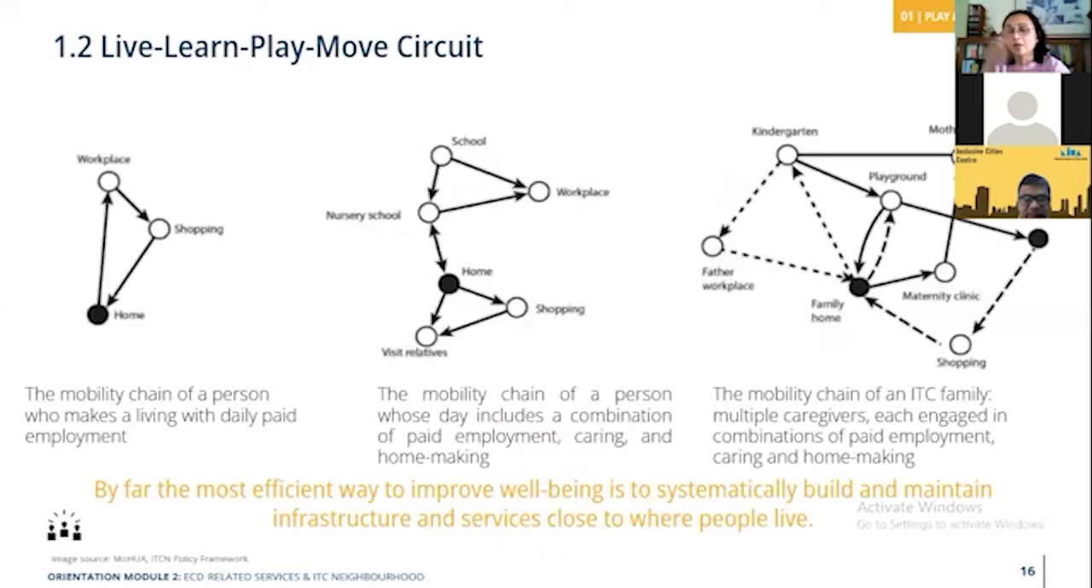Now let us look at a typical circuit that a child would go through. So you see that there is a circuit where बच्चा और उनका जो केयर गिवर है वो कहाँ कहाँ जाते हैं.